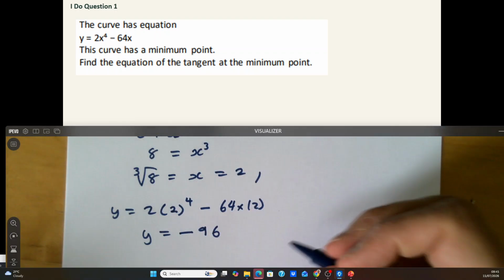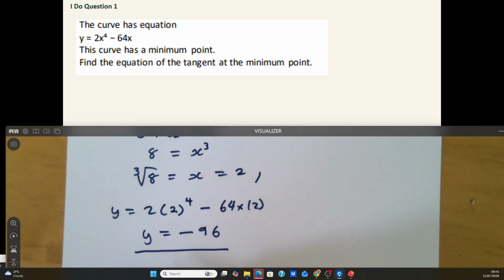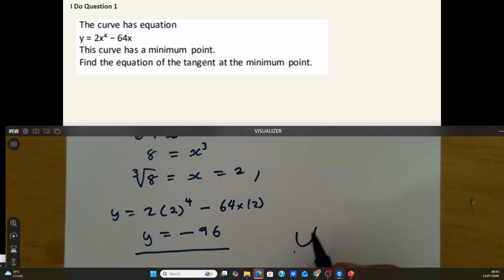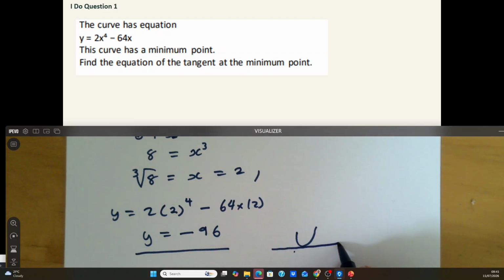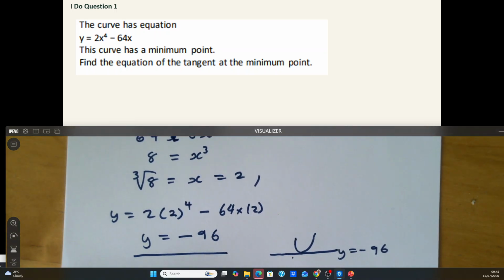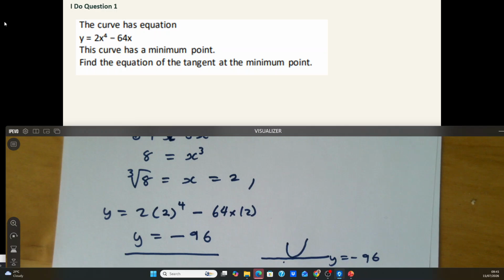So we know we have a curve. The y is equal to minus 96, and because it is a minimum, it goes like that. The tangent is there. So the line must be y equals minus 96. Brilliant. Well done. Now, let's do this question together.